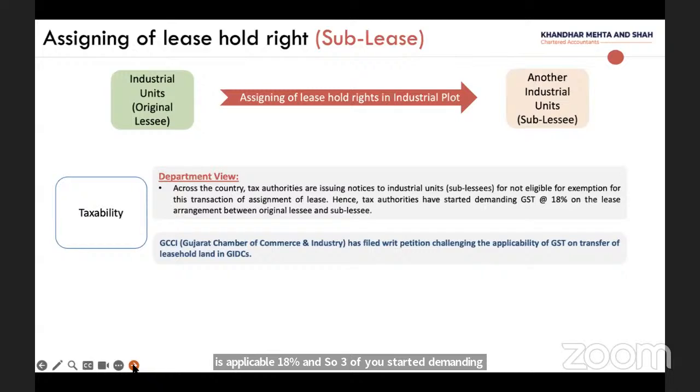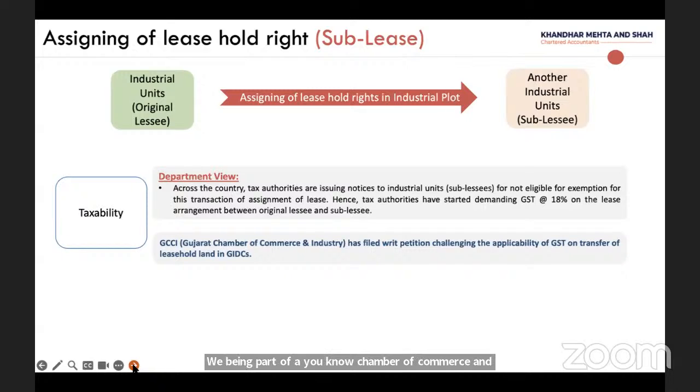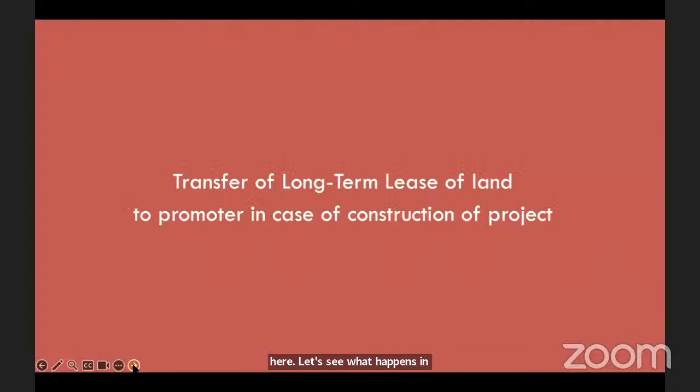We, being part of a Chamber of Commerce and Industry, have filed a writ petition challenging the applicability of GST on transfer of development rights. We also represented before the highest authority over here. Let's see what happens in future. But as of now, the department has this view and has started demanding and issuing show cause notices.